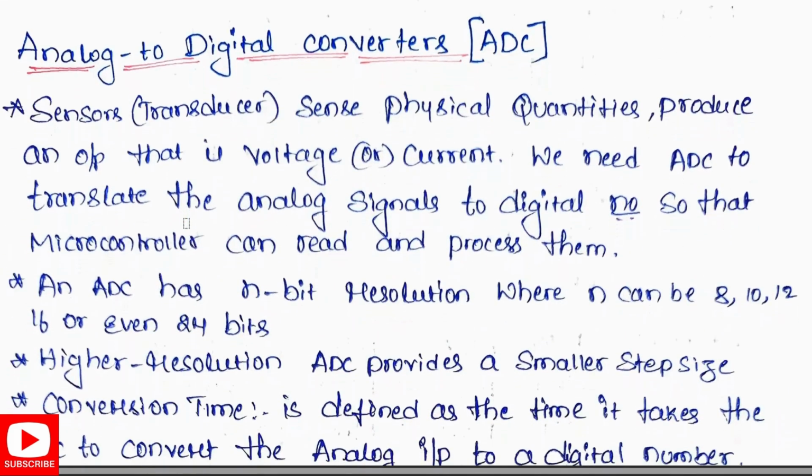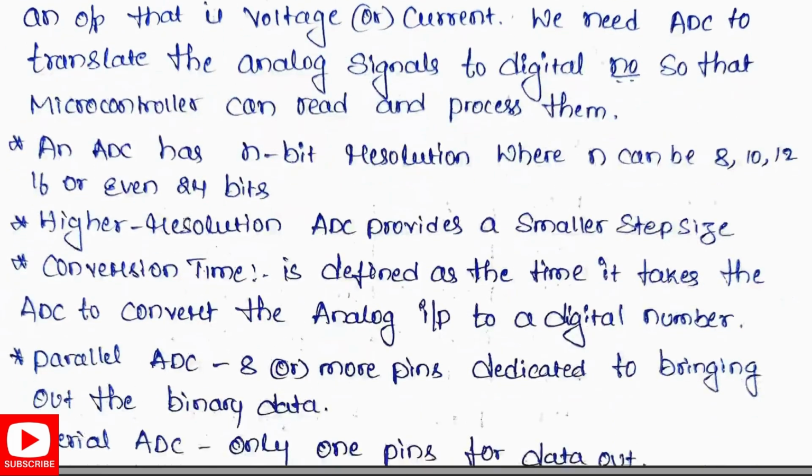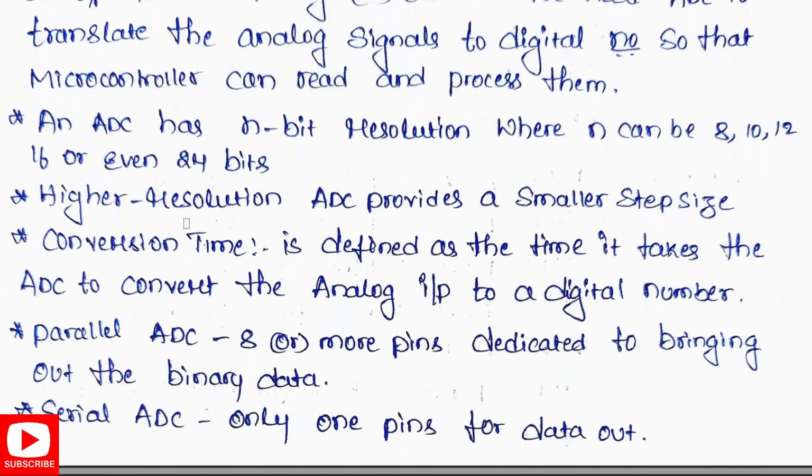ADC, analog to digital converter. Here the sensors sense the physical quantities and produce an output, that is voltage or current. We need ADC to translate the analog signals to digital numbers so that the microcontroller can read and process them. And ADC has n-bit resolution where n can be 8, 10, 12 or anything. So higher resolution ADC provides a smaller step size.